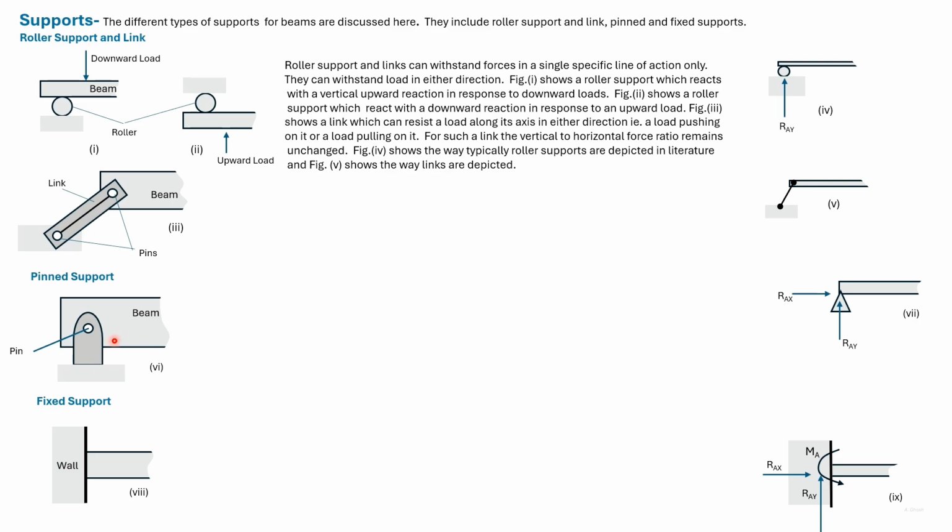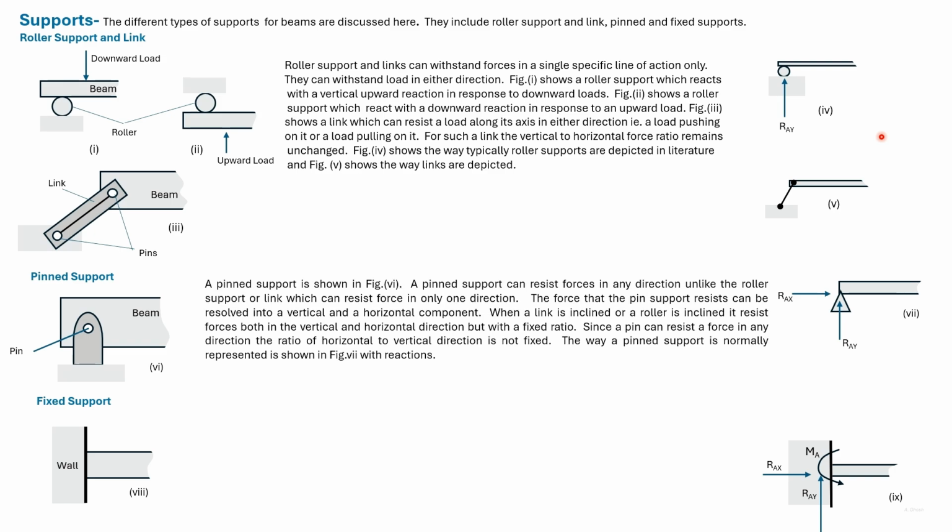Here we have a pin support. A pin support can withstand any ratio of vertical to horizontal forces, unlike the link or the roller support. In a link, the reaction has to be in a particular direction, while in a pin, the reaction can be in an infinite number of directions. A pin support is depicted normally as shown here.